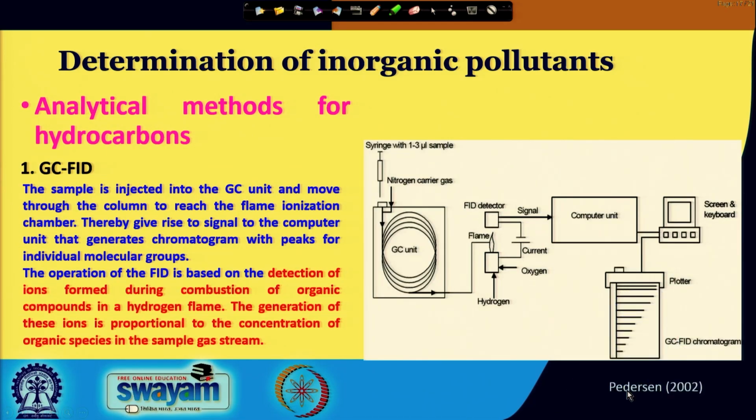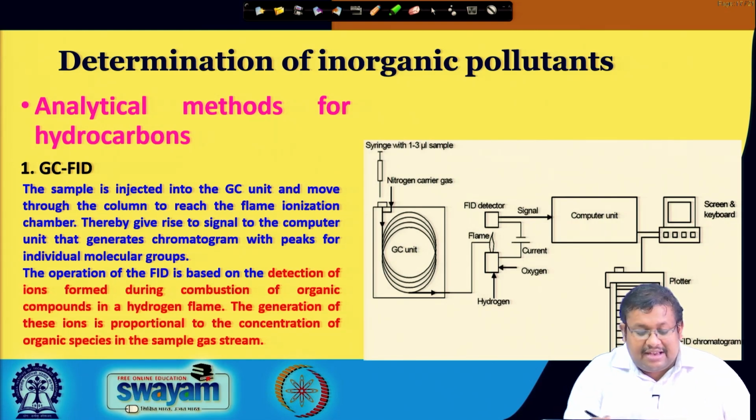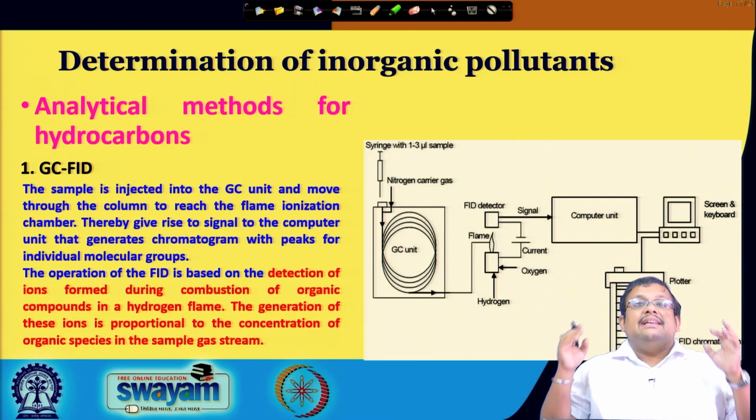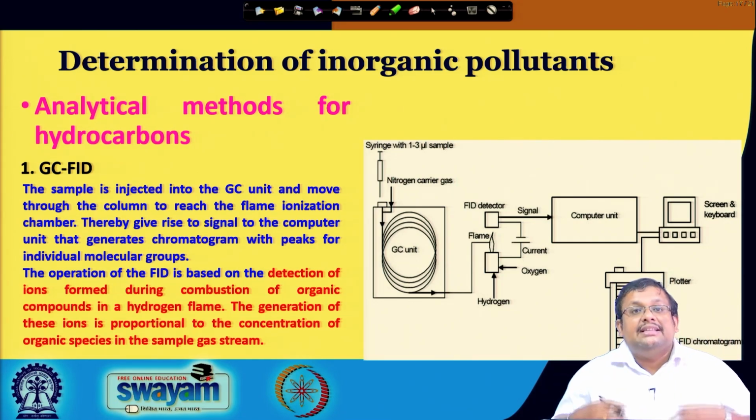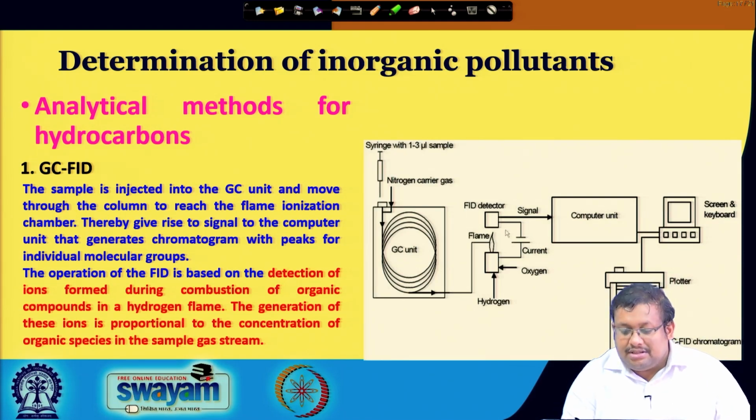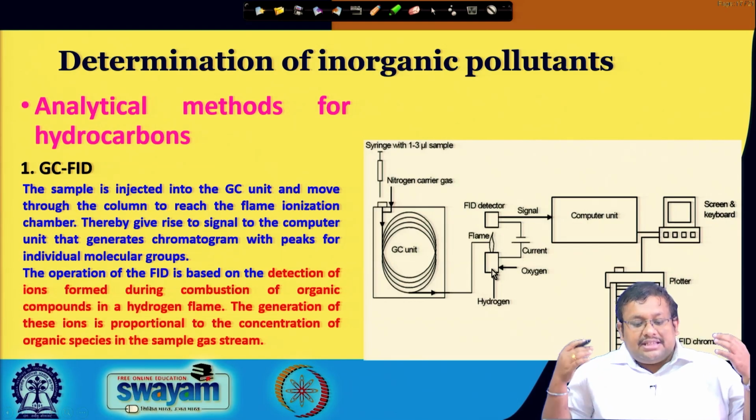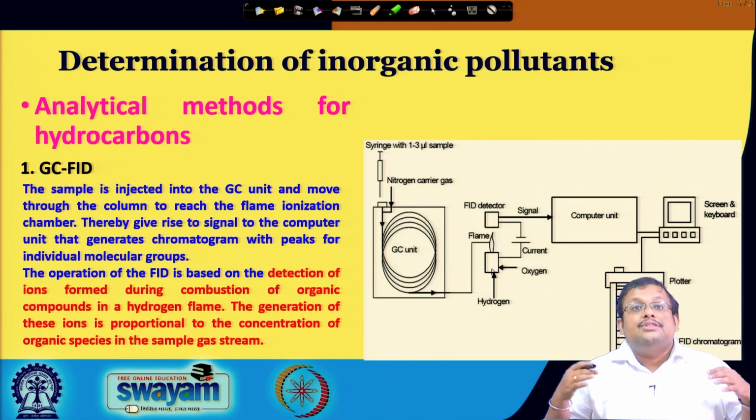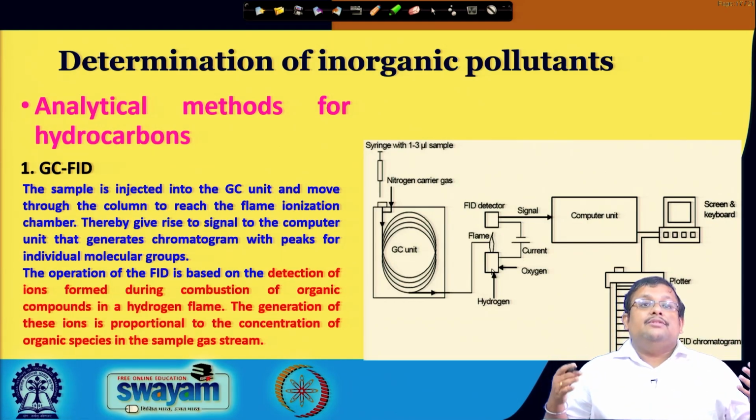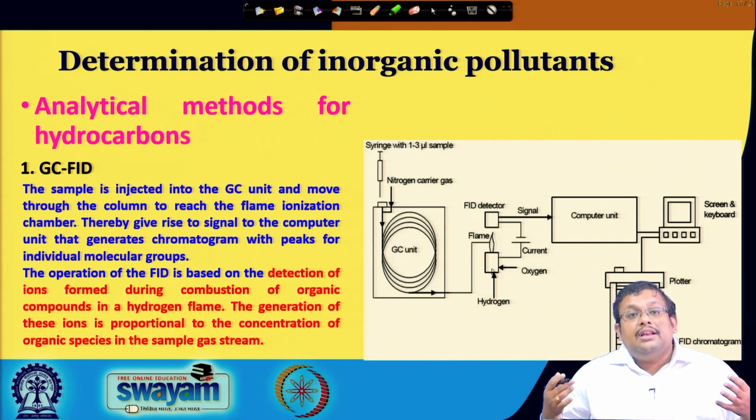Okay. Let us talk about the hydrocarbons. In the case of hydrocarbons, they are basically measured through FID detectors. FID stands for flame ionization detector. The sample is basically injected into the GC unit and it moves through the column to reach the flame ionization chamber. This flame thereby gives rise to a signal to the computer unit that generates a chromatogram with peaks of individual molecular groups.